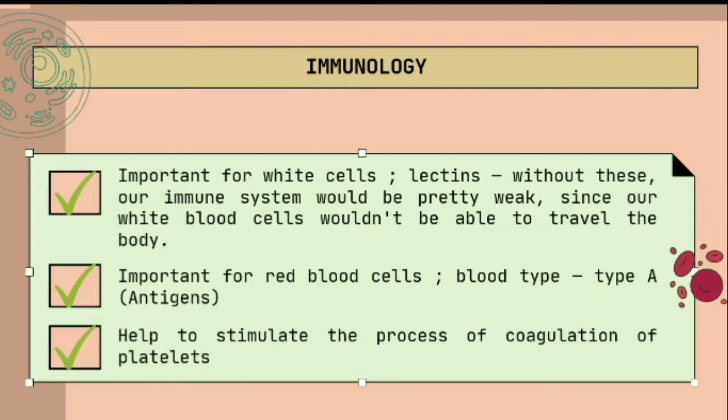Moreover, glycoproteins also help to stimulate the process of coagulation of platelets to clot the blood when you get cut. So that is why people who are missing important proteins on platelets cannot clot their blood and have a disease called hemophilia, where any cut continues to bleed indefinitely.